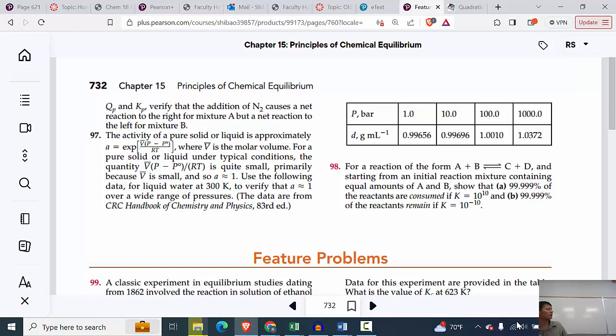Use the following data for liquid water at 300 Kelvin to verify the activity is approximately equal to 1 over a wide range of pressures. The data are from the CRC Handbook of Chemistry and Physics, 83rd edition. And so what we can do is calculate the activities for each of these and then just show it's about 1 all the way across. But you see it's not perfectly 1. So we make these approximations here to make our calculations a little bit easier.